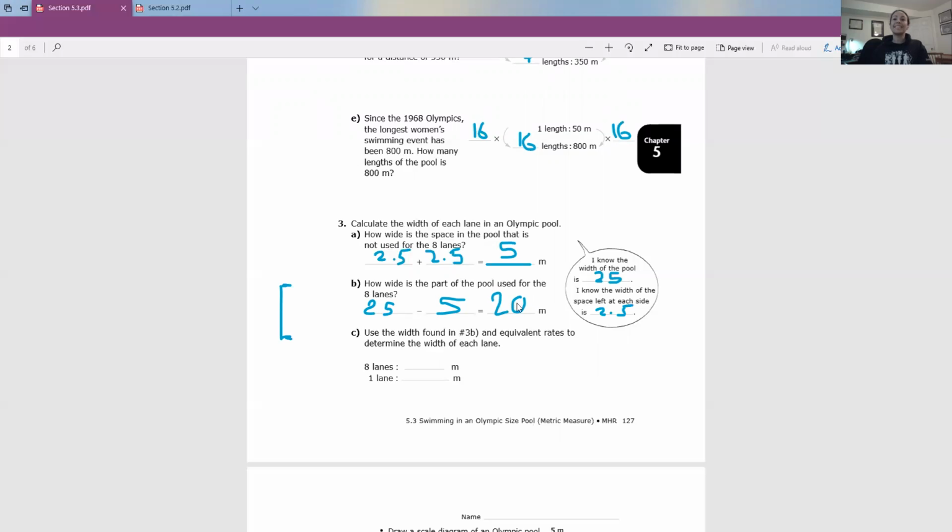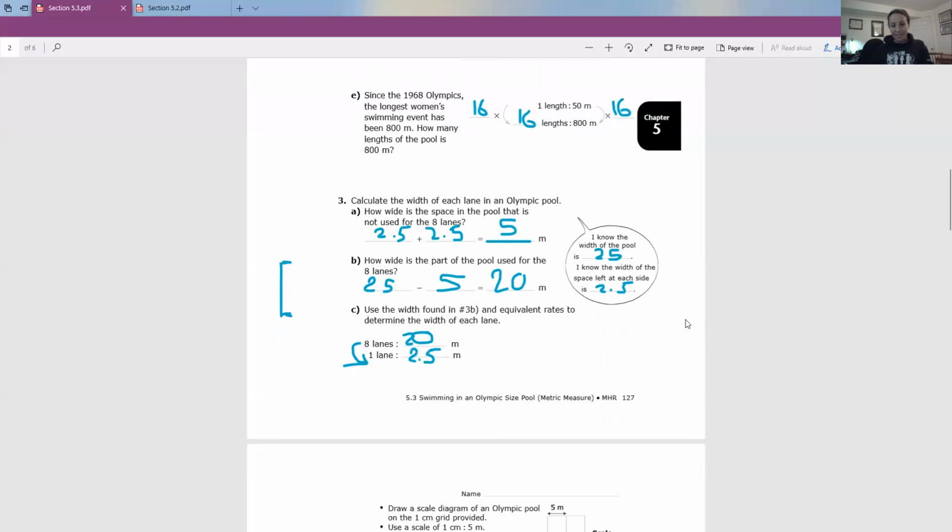So we're going to use this information and equivalent rates to figure out how wide each lane is. So 8 lanes we know would be 20 meters, and we need to know how much one lane is. So what do we do to 8 to get to 1? Okay, well, if I go from 1 to 8, I multiply by 8. So some number multiplied by 8 will give me 20. If you need to figure out what this is, you could actually divide by 8. You should get 2.5. So 2.5 times 8 does give you 20. Okay, you could have played around on your calculator there to get it.